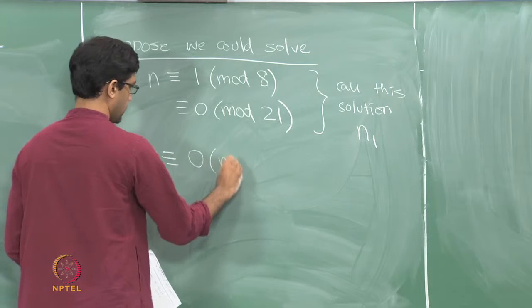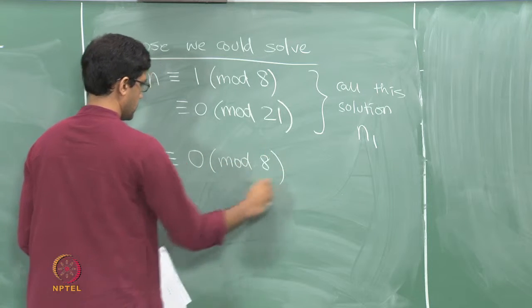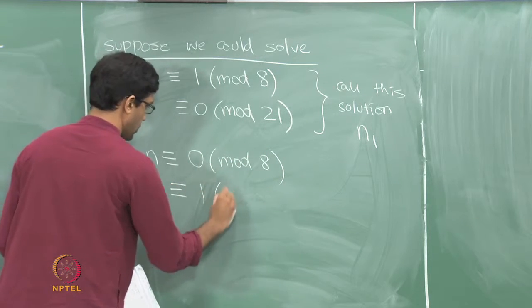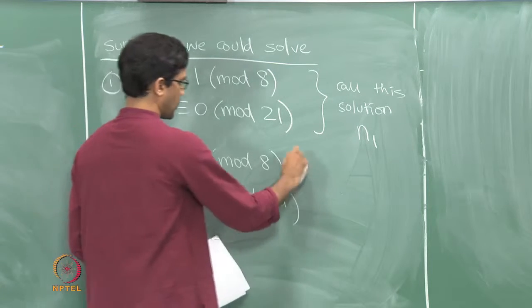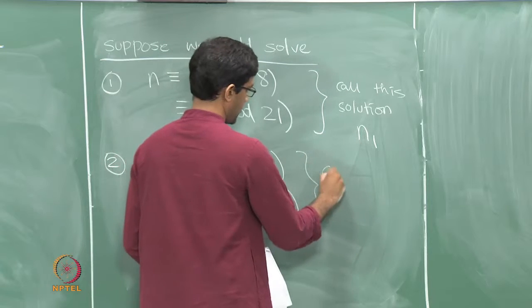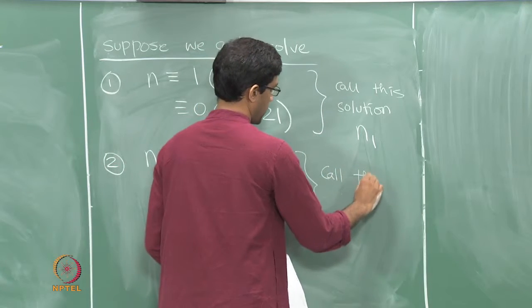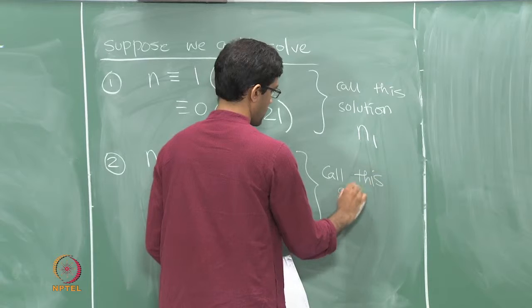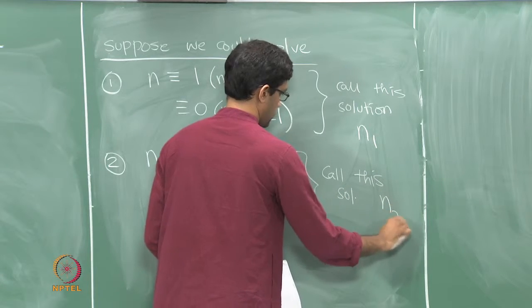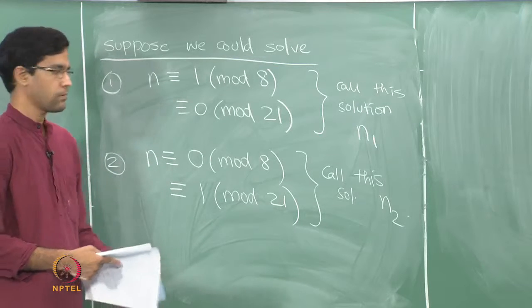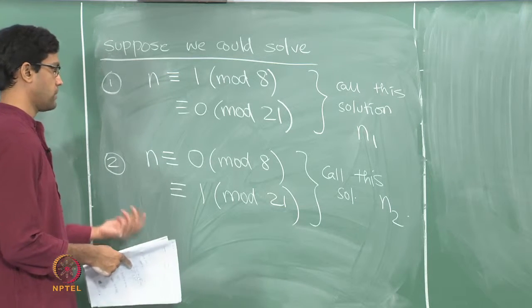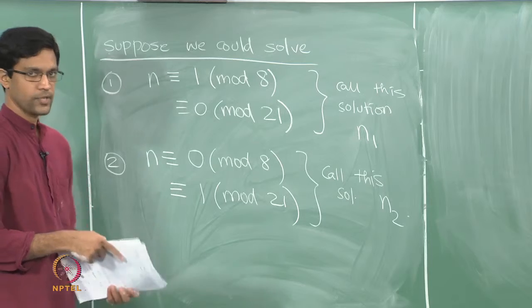Similarly, let's say we can solve a second problem as well, which is the congruence n congruent to 0 mod 8 and 1 mod 21. Let me assume I can solve this, and call this solution n2. Suppose we could solve these two problems, then the general problem is very easy to solve. Let's see why.